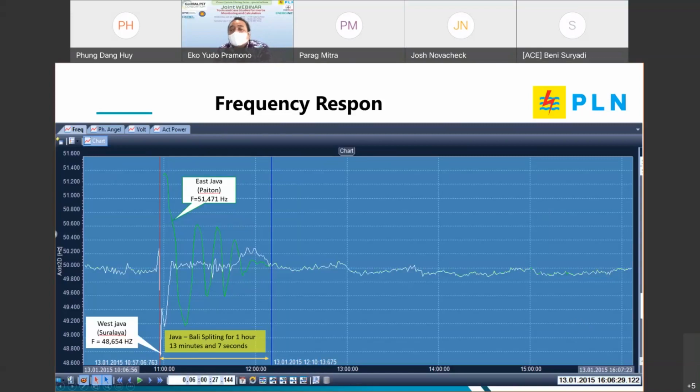And how about West Java? West Java lost 2000 megawatt of generation. The frequency decreased until 48.65 hertz. And the Jawa Bali split lasted 1 hour 30 minutes. Luckily, the system went stable. Both systems went stable. Then we could connect again after 1 hour 30 minutes. Okay, next.